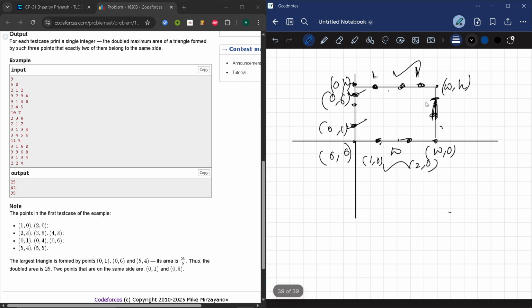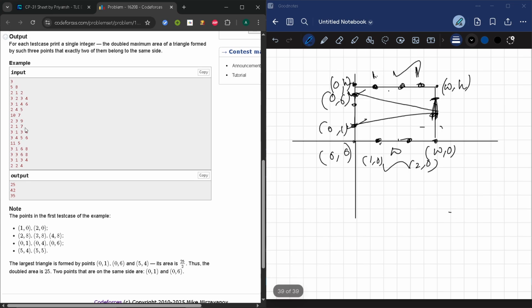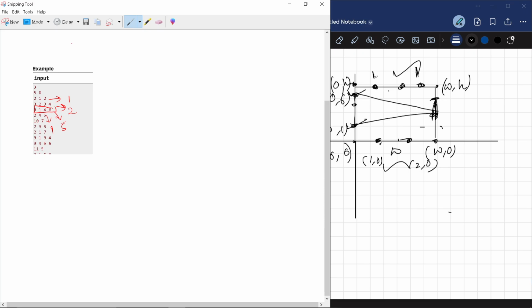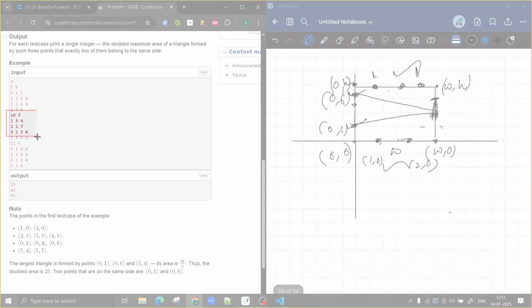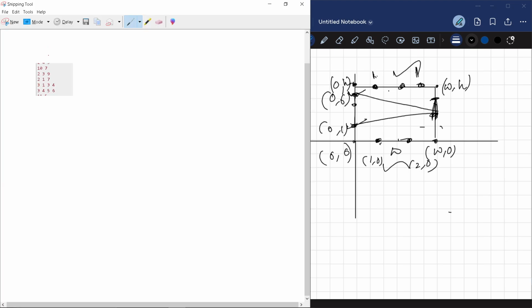Yeah, it will lie on this side. So if I take these both, then I'll get a maximum triangle. That's the thing. And if I move to some other thing, if I look at the other test case, the maximum distance here is 7, and here it is 6, and here it is 3, and here it is 2. I will go with the 6th thing, and I'll just make things easier for me.